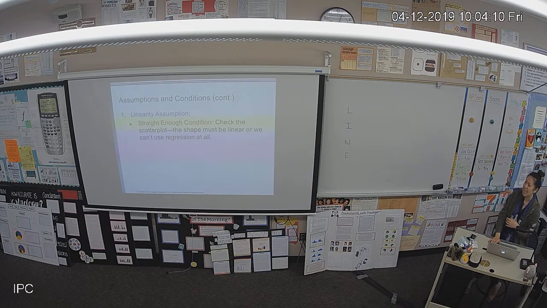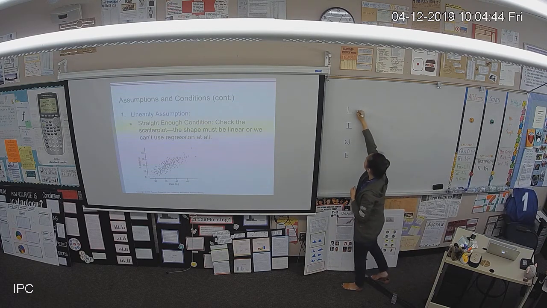First one is the linearity assumption, making sure that the scatter plot is linear. So how do we check that? We look at the scatter plot. We plot it on our calculators, see if it looks like a linear form, and if it is, then we met the condition. So that's our first condition, linearity. How you write it is: the scatter plot is fairly linear.